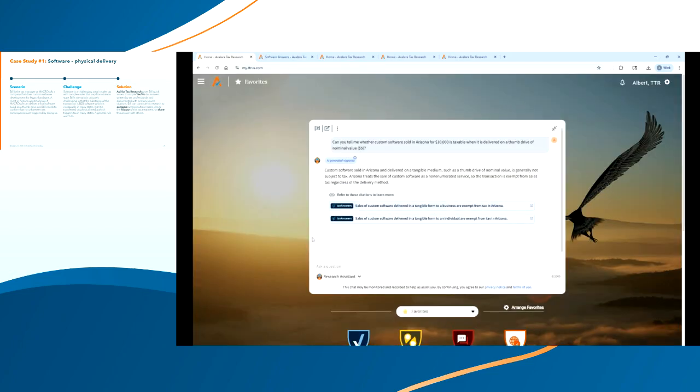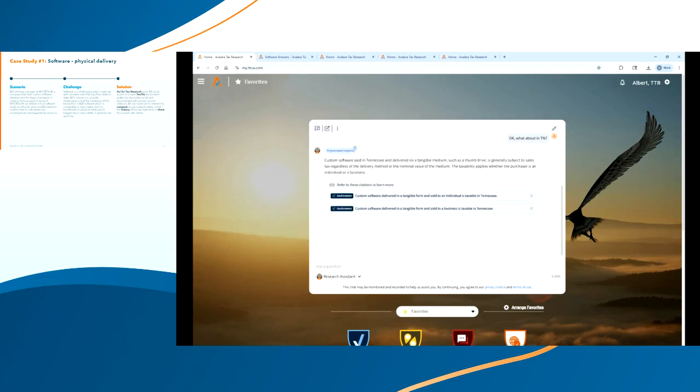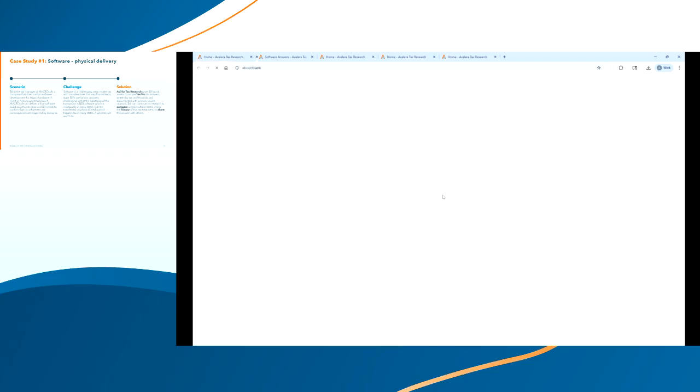So let's try one more thing with Avi while we're here. Because Avi understands the context of the question that you've asked it, you can continue the research without having to explain the whole scenario again. So let's ask Avi what would happen if we had to deliver this thumb drive to Tennessee. In Tennessee, it's going to be taxable, regardless of the value. And we've got tax answers to support that as well.